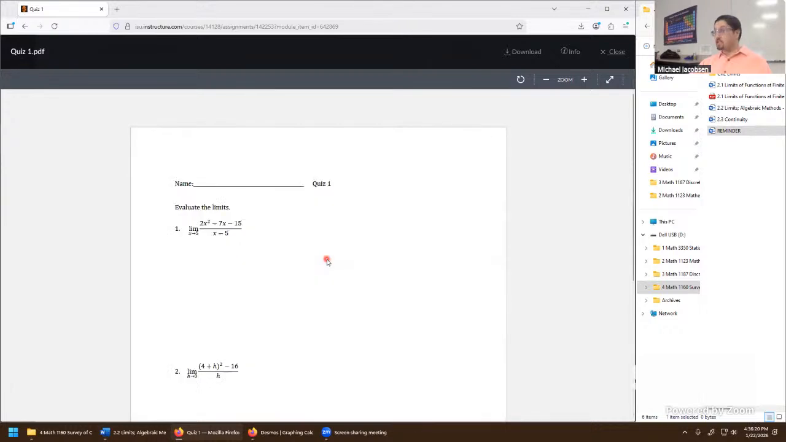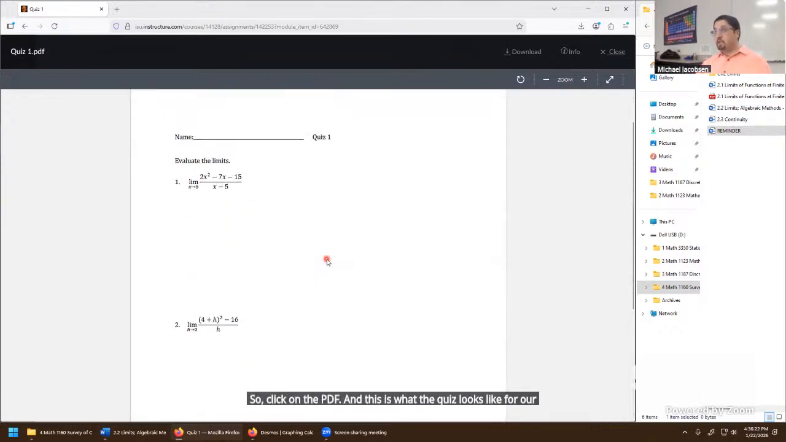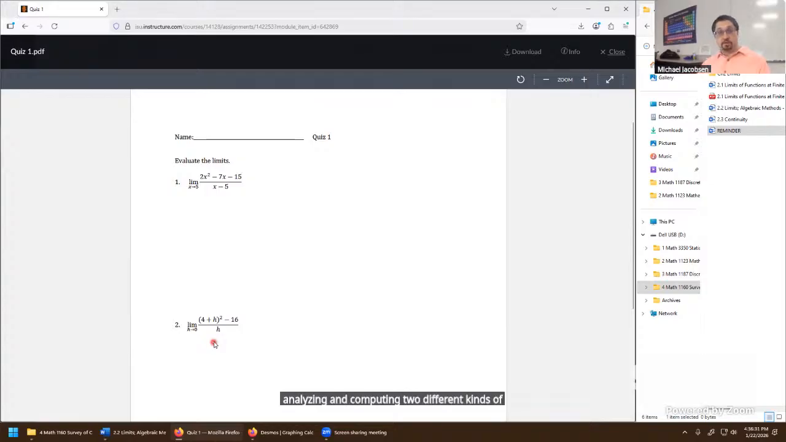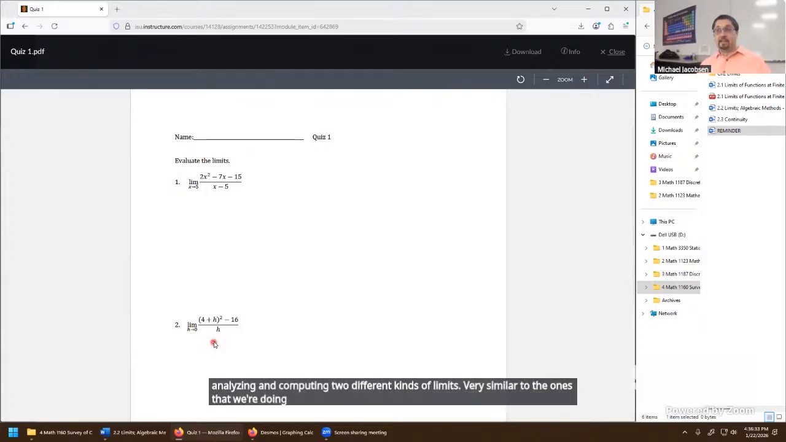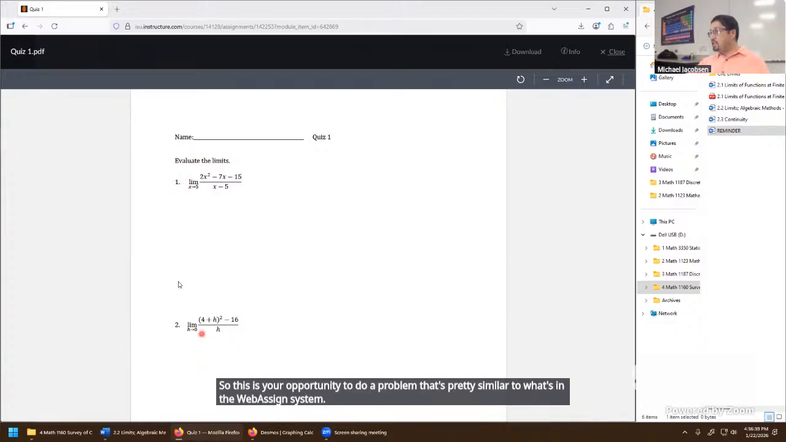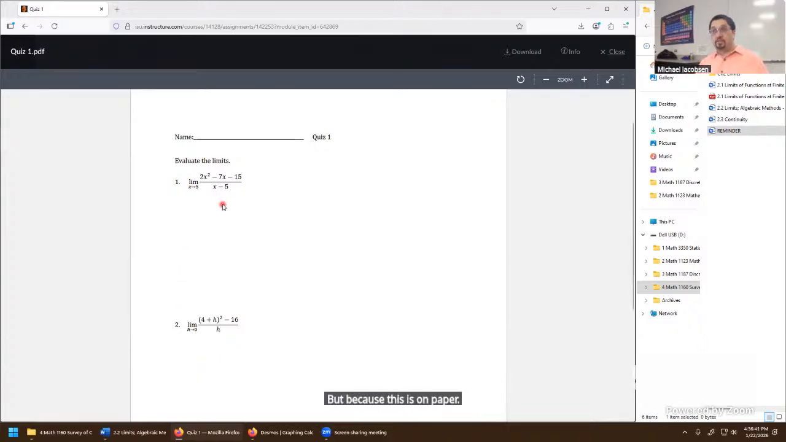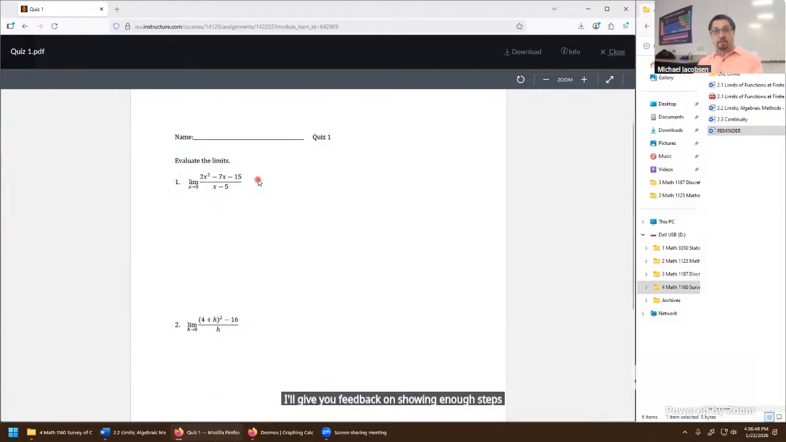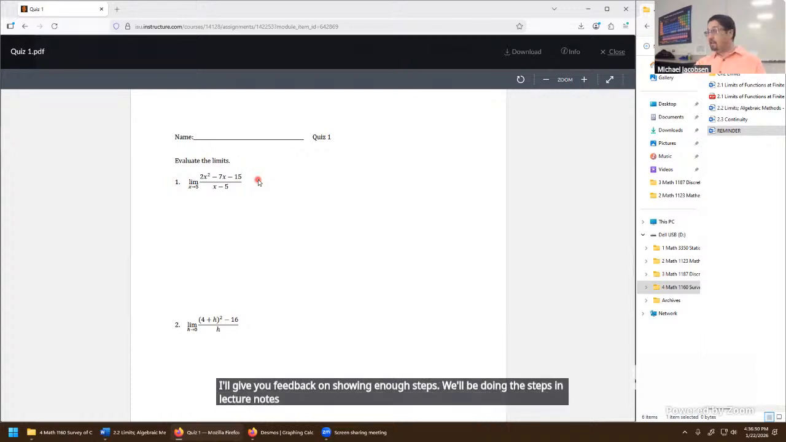And this is what the quiz looks like for our quiz number 1. It'll be pretty short and sweet. This one has 2 questions, but really just one topic, analyzing and computing 2 different kinds of limits, very similar to the ones that we're doing in the lecture notes today. So this is your opportunity to do a problem that's pretty similar to what's in the WebAssign system. But because this is on paper, it'll give you a really good feel for what an actual real exam question looks like. I'll give you feedback on showing enough steps. We'll be doing the steps in lecture notes, so you'll get a good idea.